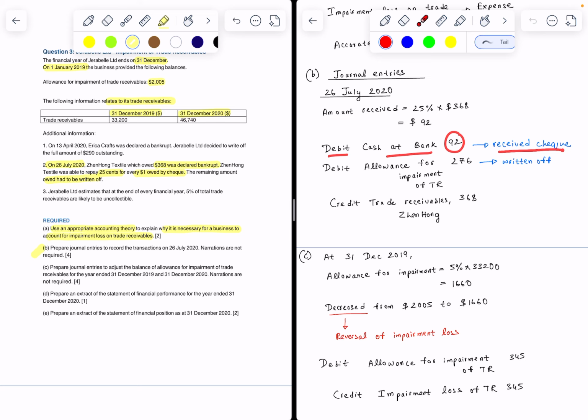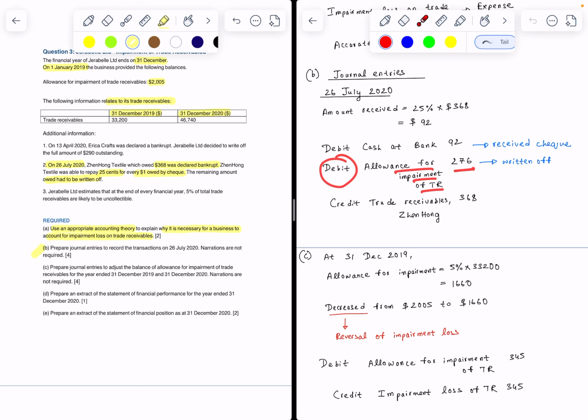At the same time, we know the original amount owed to us was $368, out of which $92 is what we're receiving. That leaves us with $276, which we need to write off. Every time we're writing off any balance that we are not recovering, we debit the allowance for impairment of trade receivables. So in this case, the allowance for impairment of trade receivables is to be debited by $276.